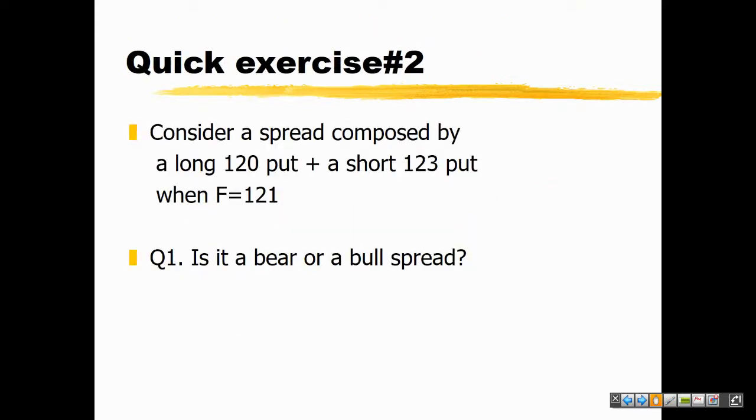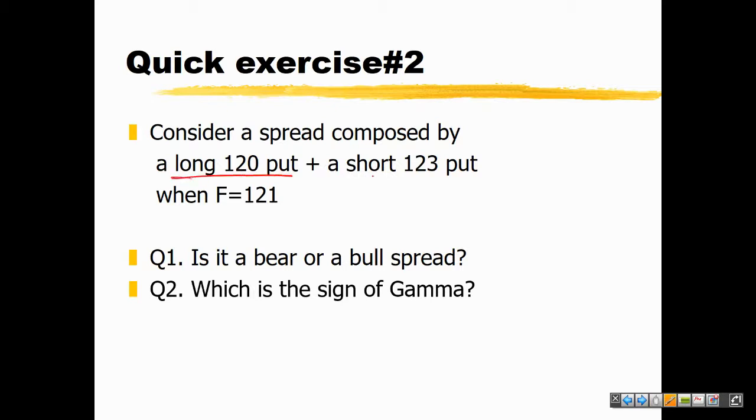Now, let us finish with just a couple of exercises. The first one is the following. Imagine I give you a spread which is composed by a long 120 put and a short 123 put option, when the future trades 121. So the future price is trading not symmetrically, so Greeks are not going to be balanced perfectly. What I'm asking you, and you have 2 minutes to answer, are two things combined.